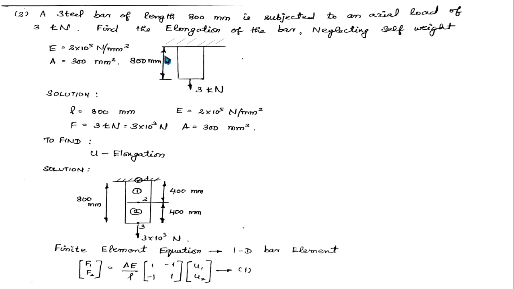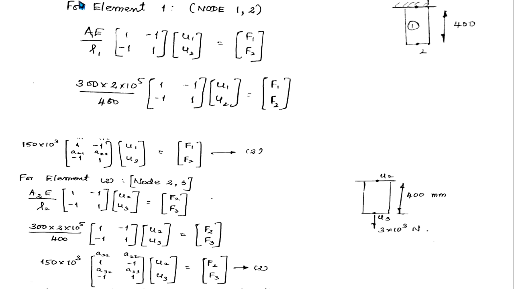Here they have asked to find the elongation of the bar. Elongation is nothing but how much this bar elongates at this point due to the 3 kilonewton load, which is nothing but the displacement. If you calculate the displacement at this point, then you will be able to calculate the elongation of the bar. So now we will apply the FEA procedure, which you already know. For element 1, it will be A1, E1, L1.